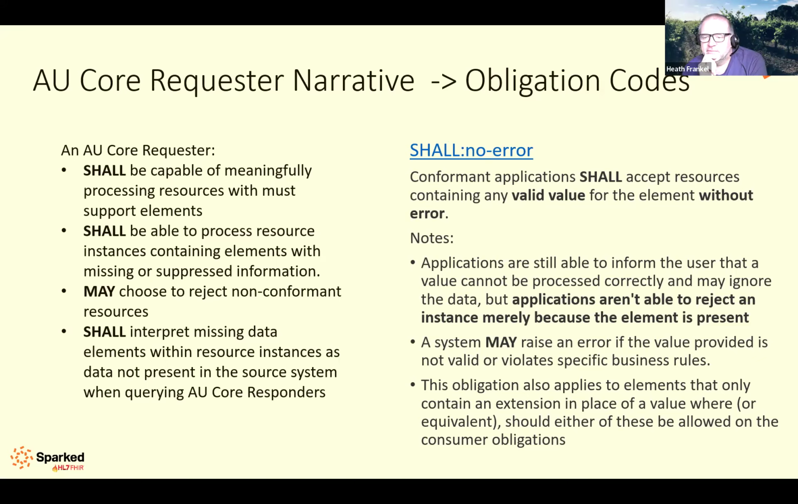So if you've got a valid value, you can't error just because it's populated. And that's all we're trying to actually say right now with this obligation for a client. But the suggestion is that you're allowed to do that for elements that aren't must support. So if I've got a patient and there isn't a must support on electronic communication, I'm allowed to error on that and say, you didn't advise me that you might send me an electronic communication, so I'm going to raise an error.